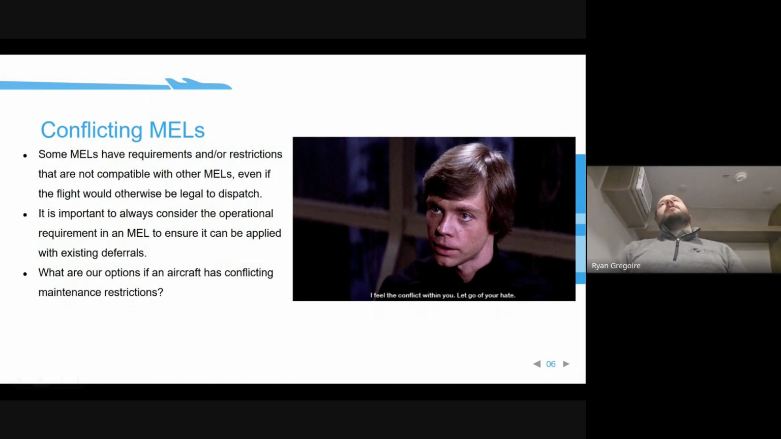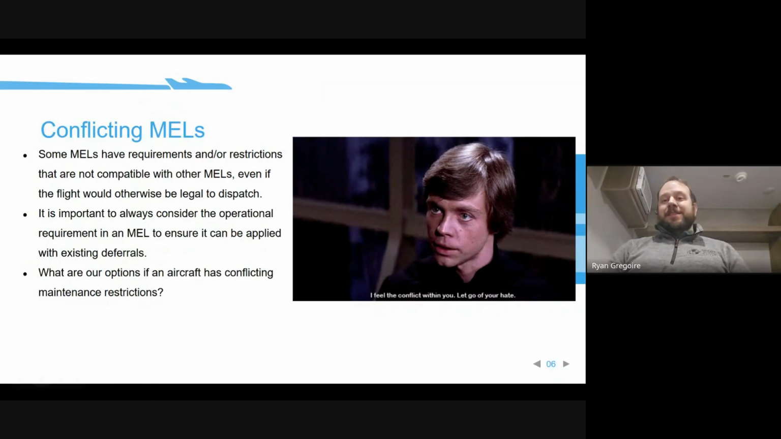So, for example, if we had an MEL for the anti-skid system, which, if we remember, helps the aircraft brake, that MEL may have in it that it cannot be applied if there is also an inoperative thrust reverser, which helps us brake, or an inoperative ground spoiler, which helps us brake.